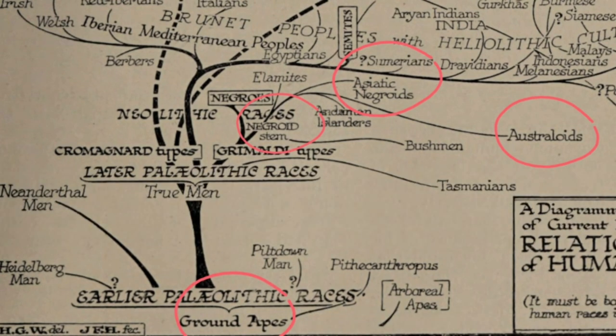The diagram shows ground apes who later developed into earlier Paleolithic races. As we go further up the tree, in the red circles, we see the term Negroid races or stem, Asiatic Negroids, and Australoids.